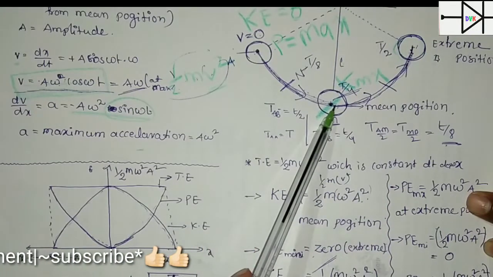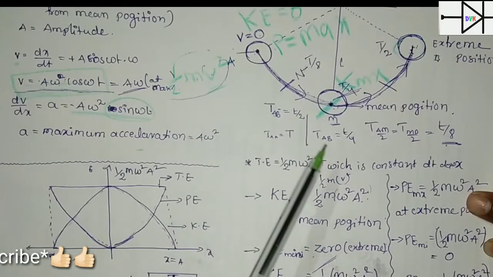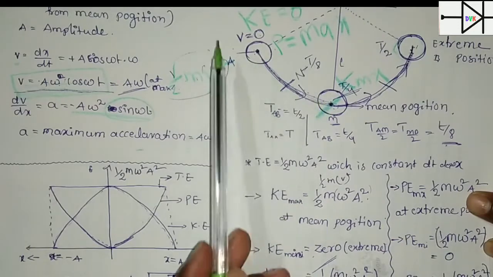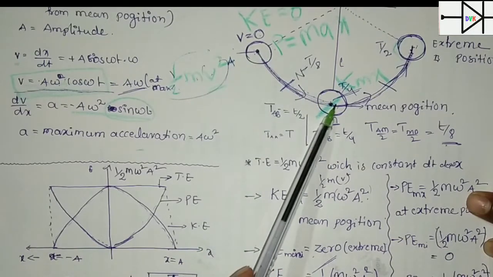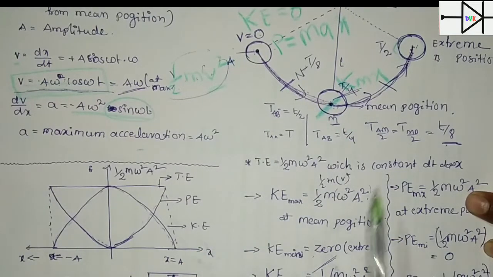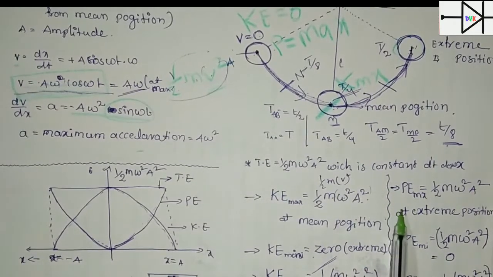In the mean position, kinetic energy is (1/2) m omega square a square. Average means maximum plus minimum by 2. Finish, it is over. And now potential energy.